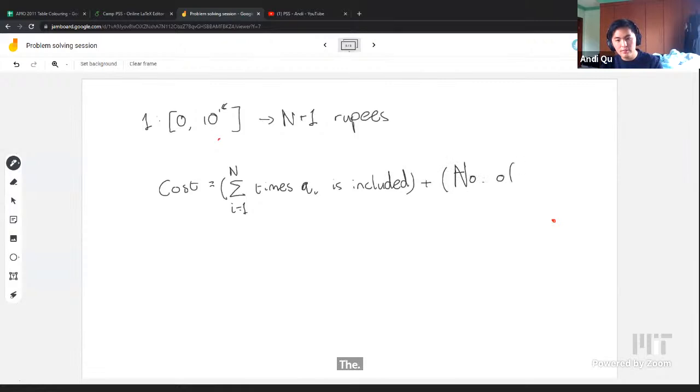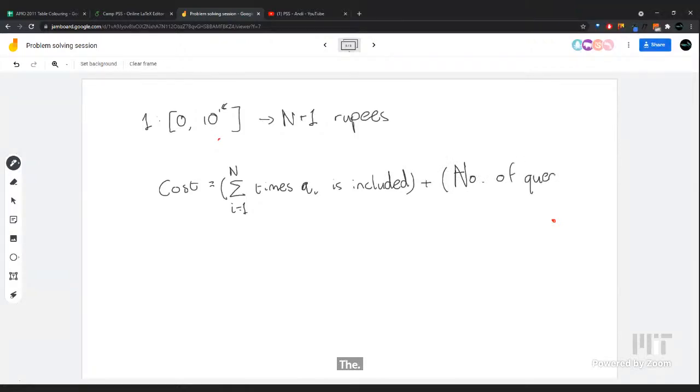Do we know when our rupees are being deducted? Do we know how many rupees are being deducted each time? No, you don't. But it doesn't matter.